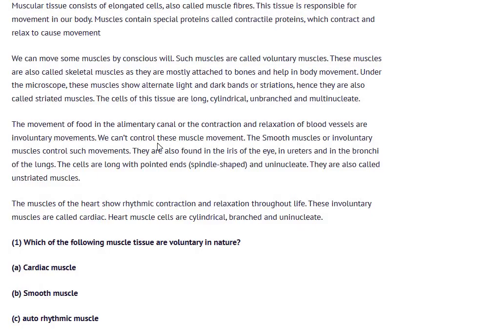Muscle of the heart shows rhythmic contraction and relaxation throughout life. These involuntary muscles are called cardiac or heart muscles. Cells are cylindrical, branched, and uninucleated.